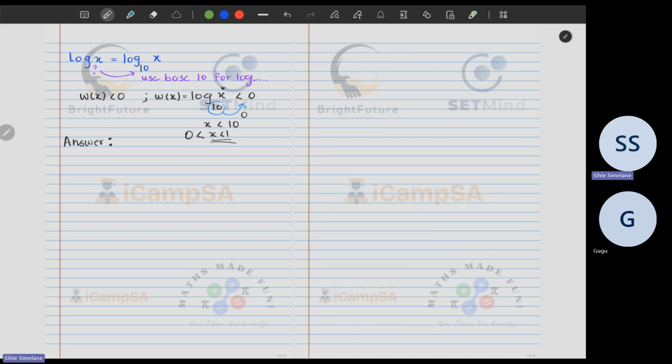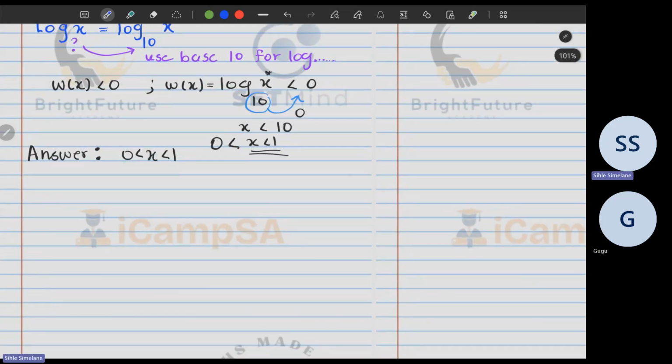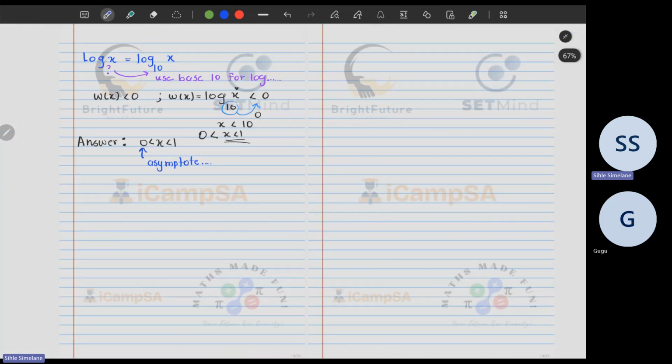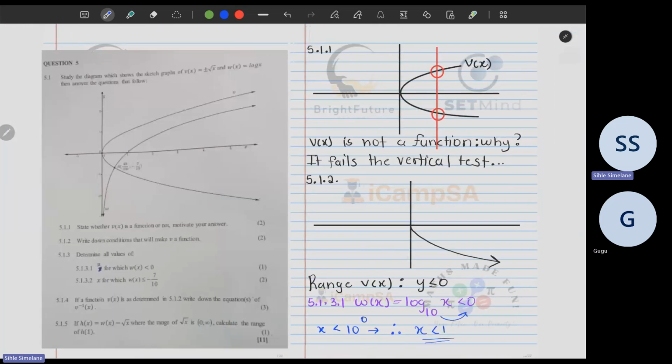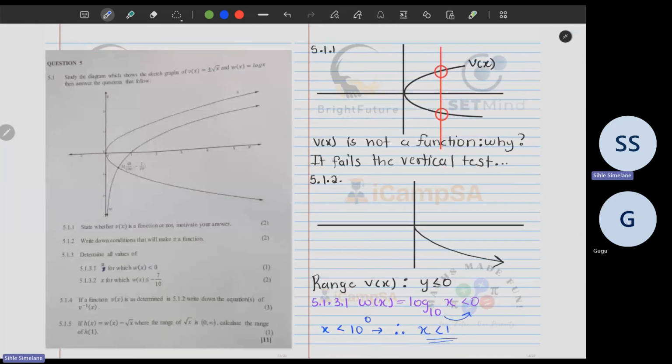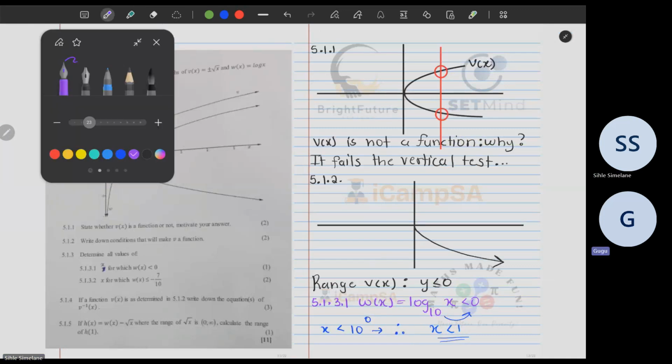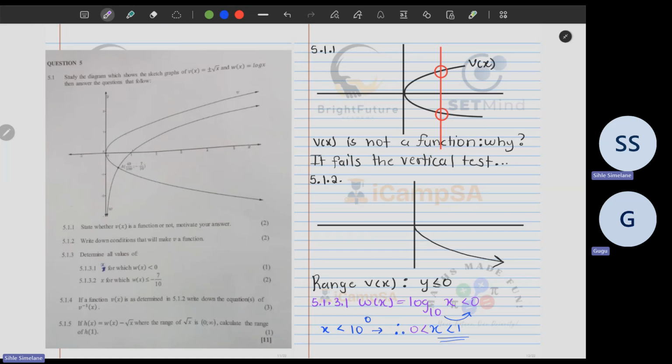Do you understand? Yes. Yes, sir. So the reason why we are putting the 0 here is because that 0 there is actually the asymptote. That is where it comes from. So the graph can't cross that 0 line. Okay, so let's put it even the side. But it should be greater than that. Do you understand? Yes. Right.